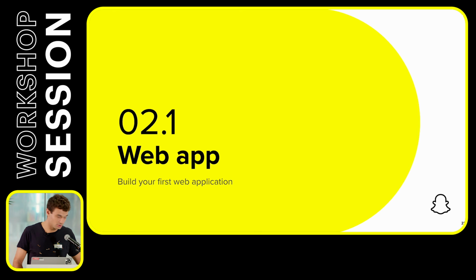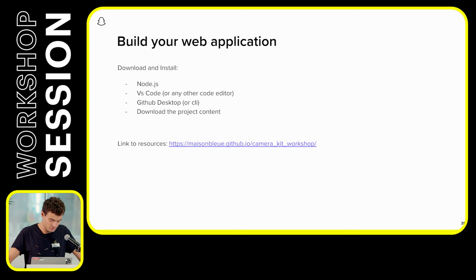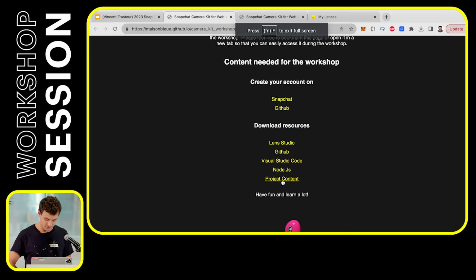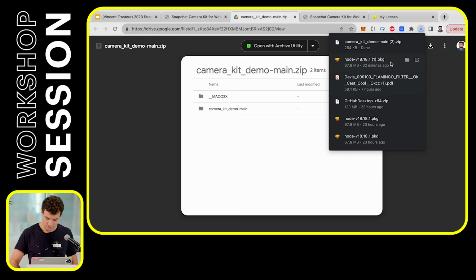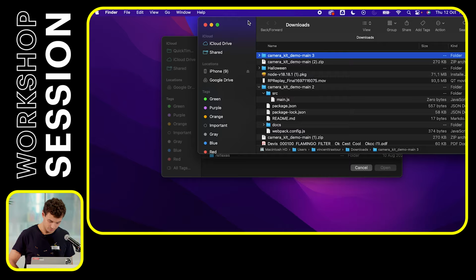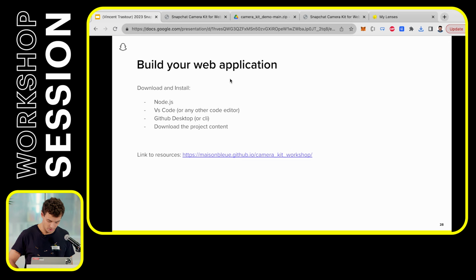And now let's focus on the web app. So what we need to install here is Node.js, VS Code, or whatever other code editor that you have. You can use Notepad if you like, but anyway. We also use GitHub, so you can use the desktop version or the CLI, and you will have to download the project content. If you click on this link here, you have some of the resources. The project content is what's in here. It's a Google Drive folder, and you can just download it like this. It appears on your computer somewhere. For example, for me, it's here. And just save it and keep it for the rest of the tutorial.